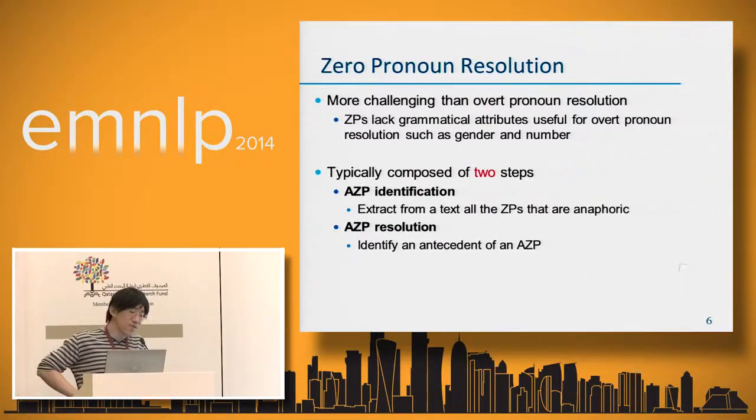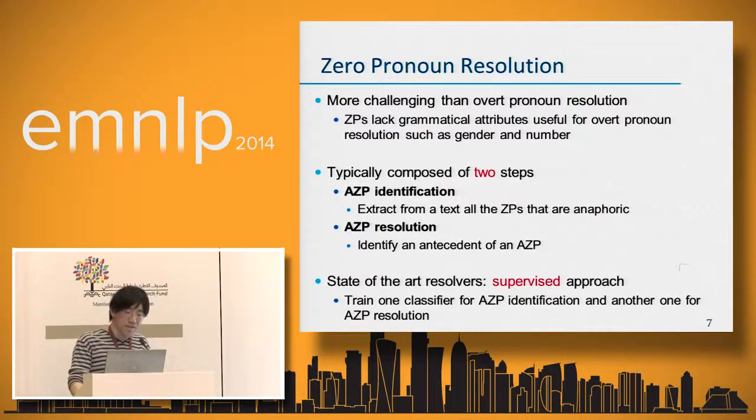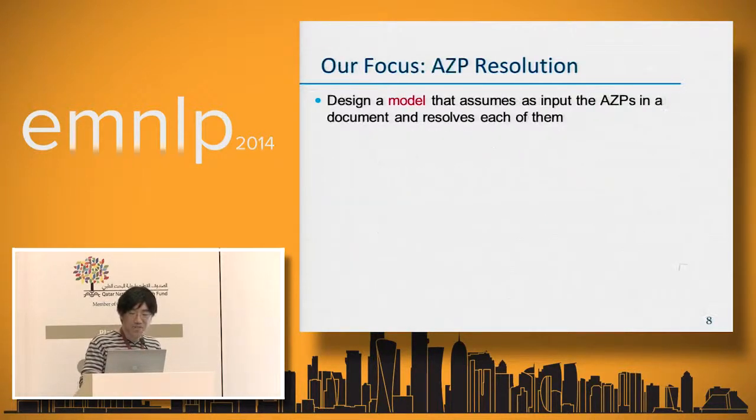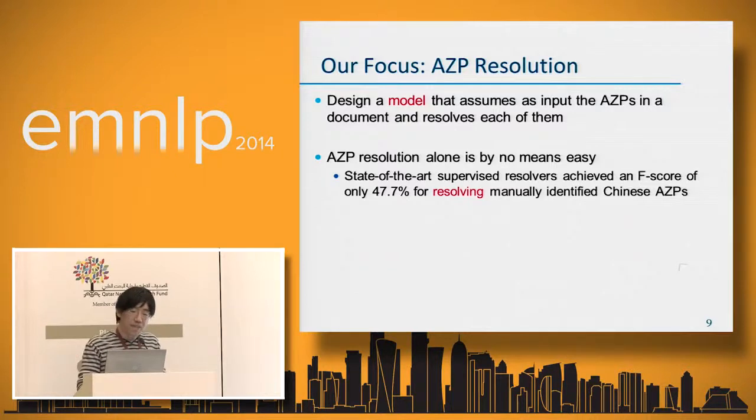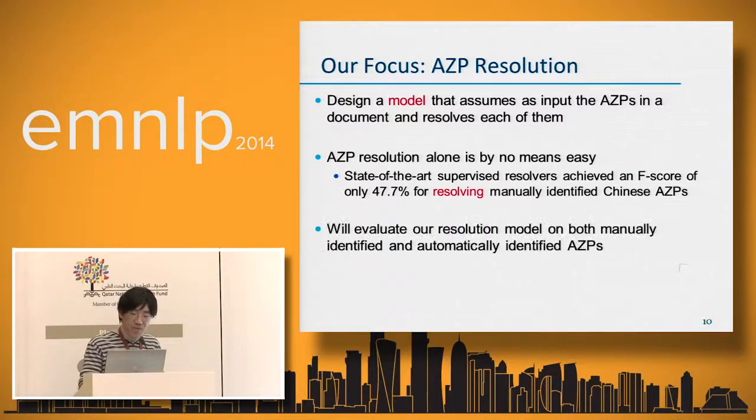And zero pronoun resolution is typically composed of two steps. AZP identification, which involves extracting from a text all the zero pronouns that are anaphoric. And the second step is AZP resolution, which aims to identify an antecedent of an anaphoric zero pronoun. State-of-the-art zero pronoun resolvers adopt a supervised approach where they train one classifier for AZP identification and then another classifier for AZP resolution. Our focus in this work is AZP resolution, which is the second step. We aim to design a model that assumes as input the AZPs in a document and then resolves each of them. AZP resolution alone is by no means easy. State-of-the-art supervised resolvers have achieved an F-score of approximately 47% for resolving manually identified Chinese anaphoric zero pronouns. But for the sake of completeness, we'll evaluate our resolution model on both manually identified and automatically identified anaphoric zero pronouns. Okay.